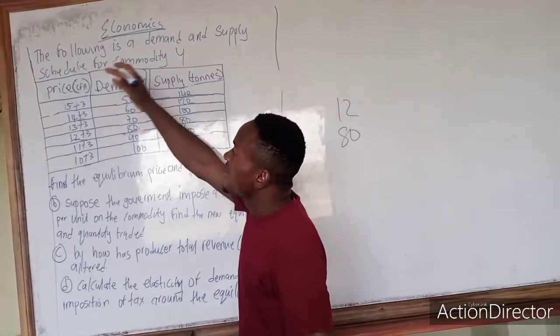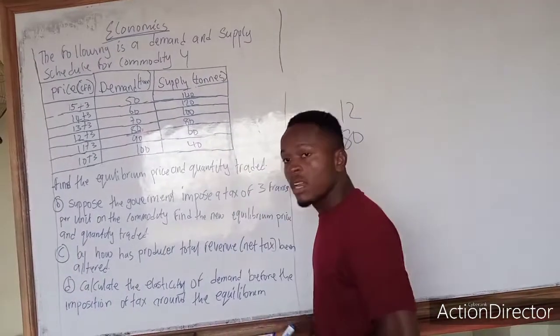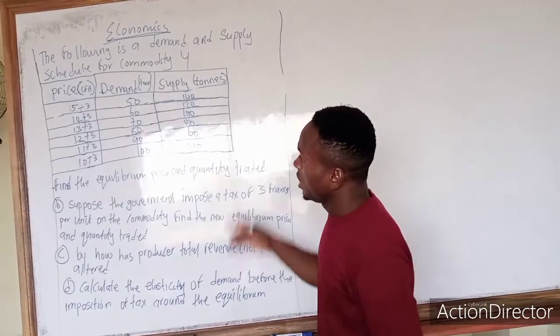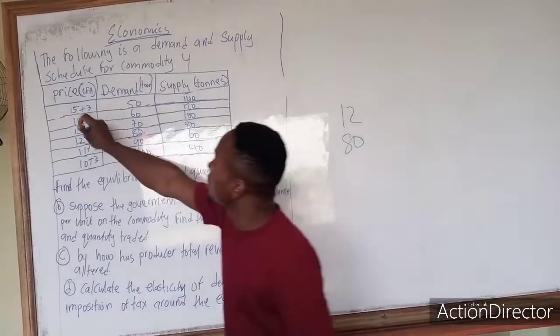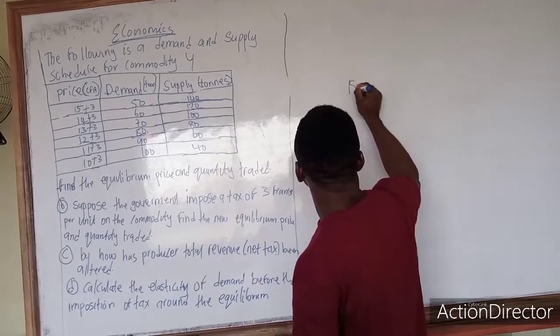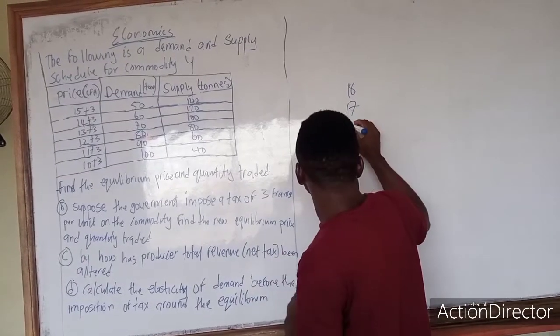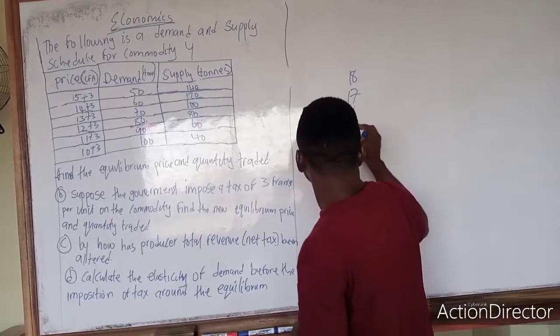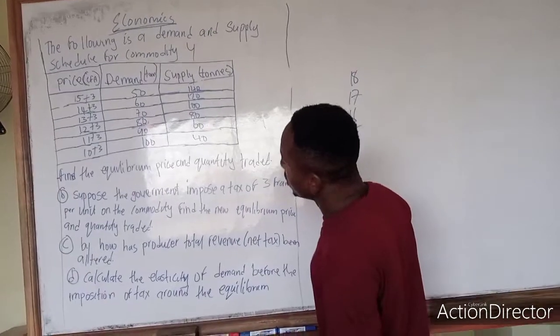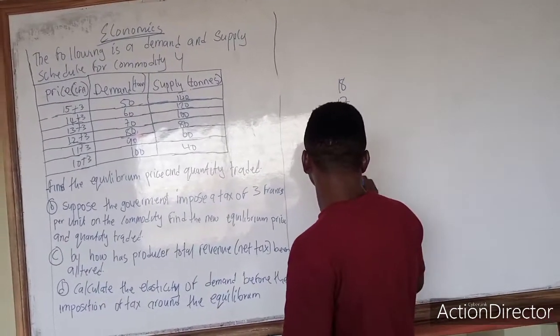The government has imposed 3 francs upon all the prices of goods and services that are available in the market. Now, the price increases with this, it becomes 18. It becomes 18, and the next price becomes 17. The next price becomes 16. The next price becomes 15. And the next price becomes 14. And the next price becomes 13.